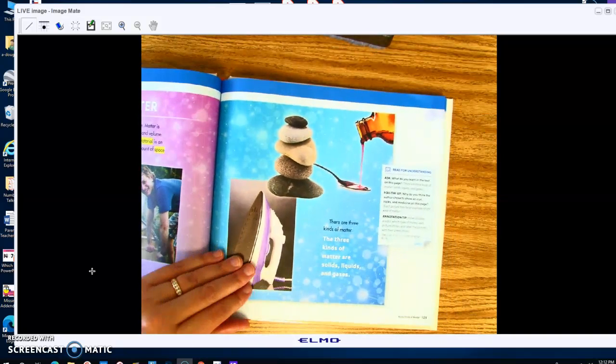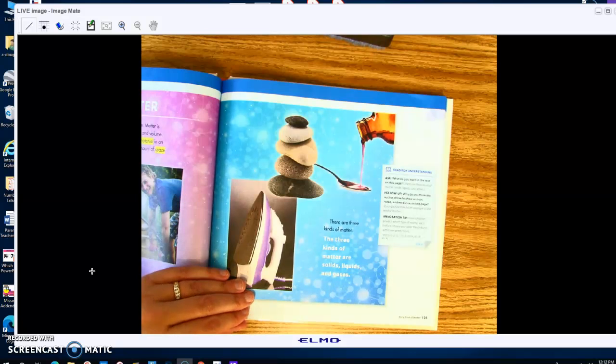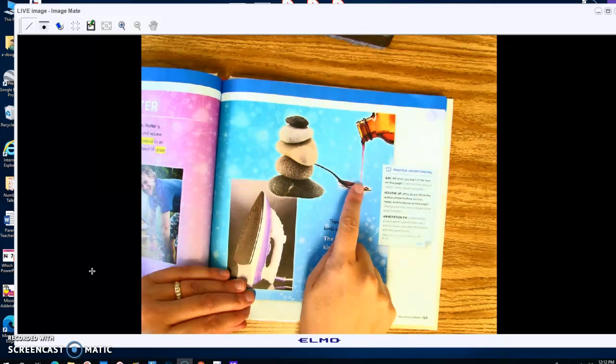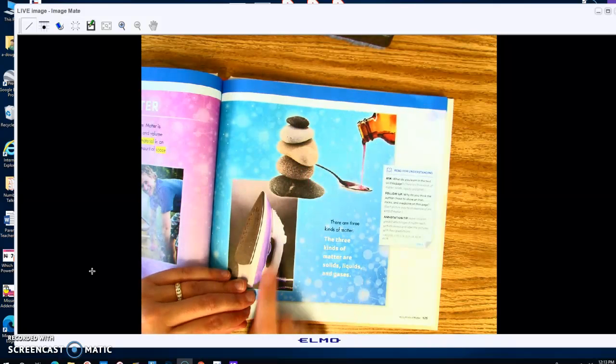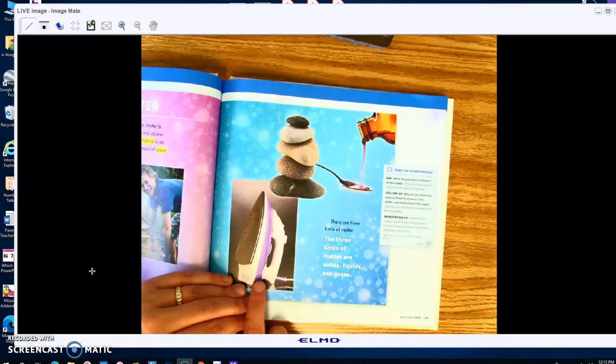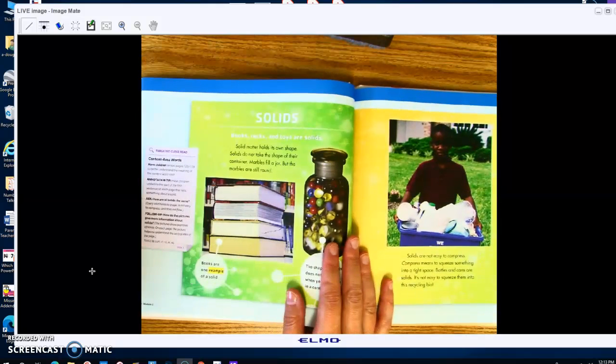There are three kinds of matter. The three kinds of matter are solids, liquids, gas. Okay? So which one of these do you think is liquid? Kate? The medicine. Which one of these do you think is solid? Chase? The rocks. Now, how can this one be gas? It's not really gas. What do you think, Cooper? No, electricity is not gas. Xavier? The steam comes out of it, and that steam is gas. That's right. Okay, let's go to the next page.